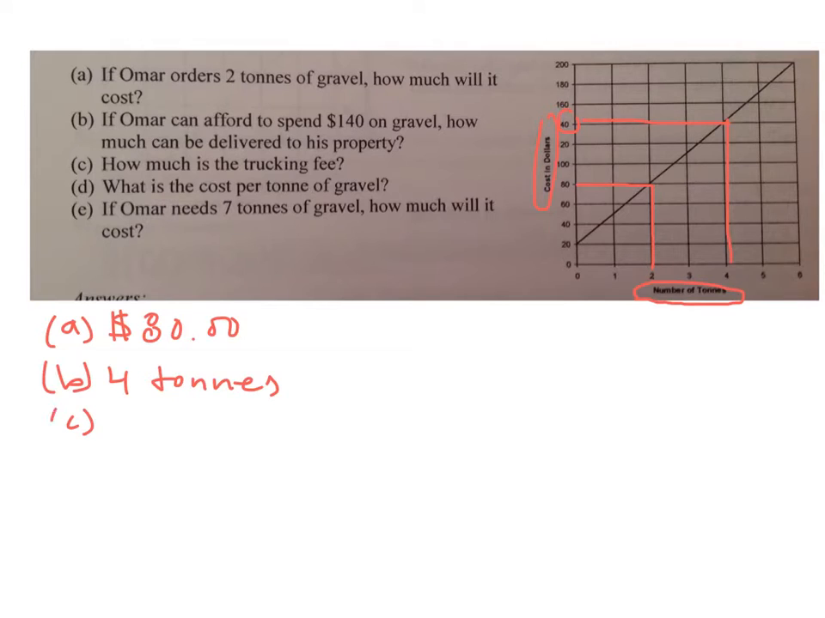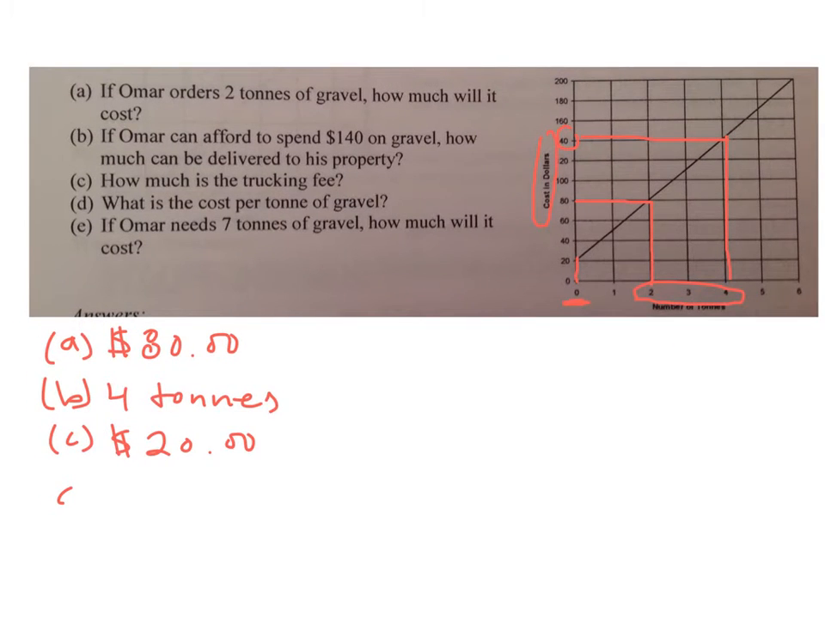So what do you suppose the trucking fee is? The trucking fee is going to be what you pay the truck driver no matter how much gravel he brings to the house. So even if the truck shows up empty, you still have to pay the truck driver, and that's going to be your trucking fee. So let's say you ordered no gravel, but for some reason the truck driver came anyway. Here's no gravel, but the graph is already at $20. So the trucking fee must be $20 because it's going to cost you $20 for the truck to show up, even if there's no gravel in it.